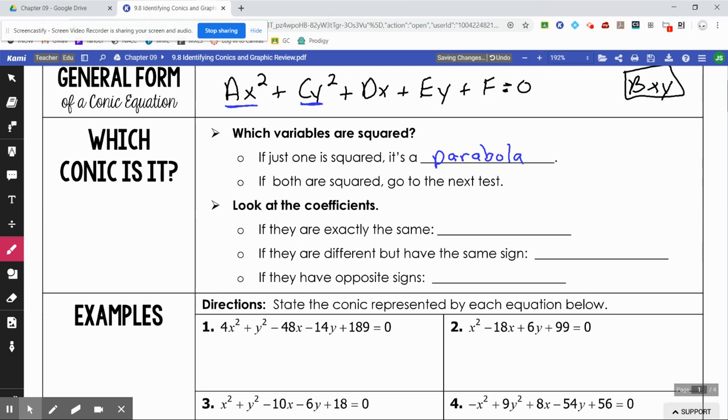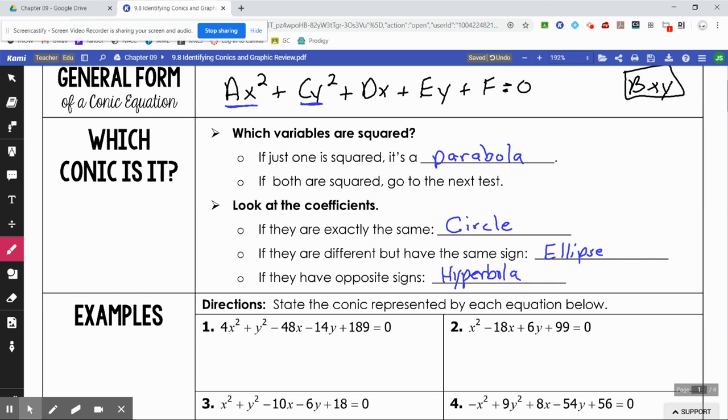If both are squared, go to the next test. Look at those same coefficients. If they are exactly the same, then you have a circle. If A and C are different but have the same sign, it is an ellipse, because if both are pluses, or if both are negatives, that negative could be factored out. If they have opposite signs, then it would be a hyperbola.